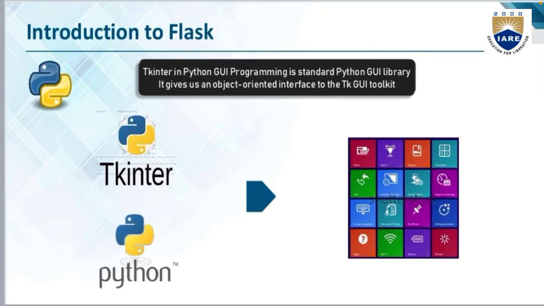Tkinter in Python GUI programming is a standard Python GUI library. It gives us an object-oriented interface to the Tk GUI toolkit.